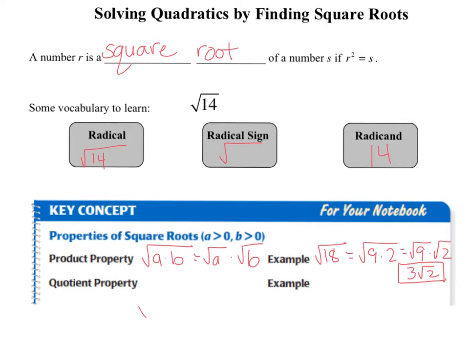There is a very similar quotient property. So if we have the square root of a divided by b, that's equivalent to the square root of a divided by the square root of b.